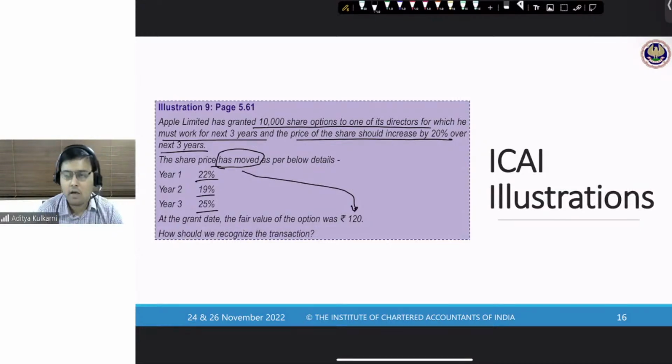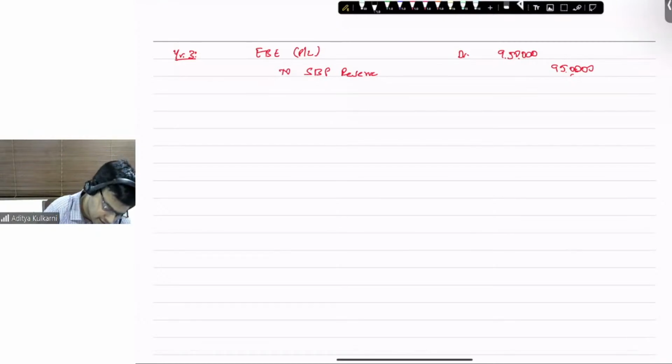Or the other way of looking at it is, brother, already the fair value is determined. Now you cannot change the fair values. You cannot change the fair values, and therefore there won't be any impact of this share price movement. Okay, so if I have to present the answer, this is your illustration, Illustration 9. It is going to be a very simple answer.